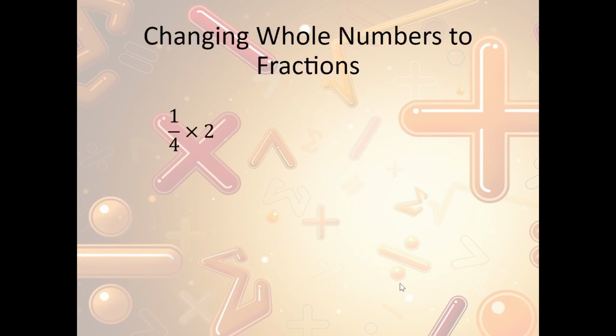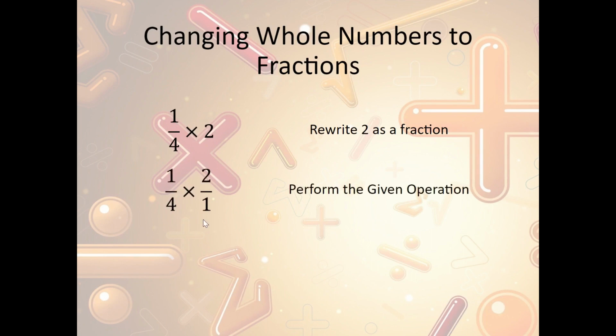Now what if we have a whole number instead of a fraction? Well, whether it's multiplication or division doesn't matter. What we're going to do is change this. Instead of it being 1/4 times 2, we're going to rewrite 2 as a fraction, which is just 2 over 1. And then we follow the same steps. So we multiply 1 times 2 and 4 times 1, which is 2 over 4. And then we would just simplify it.